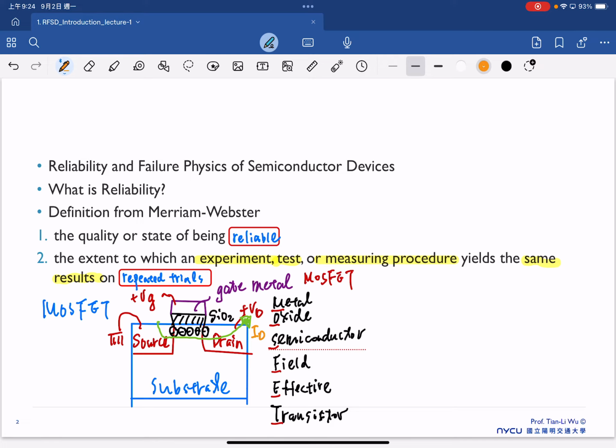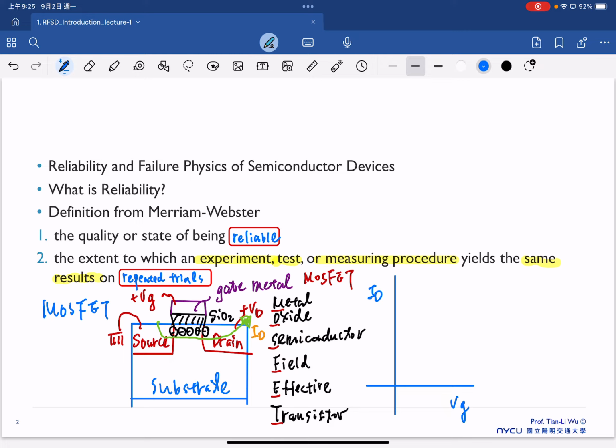Therefore, whether in the literature, papers or textbooks, the most important characteristic for the transistor is the drain current, what we call ID, versus the gate voltage. That's the most important electrical characteristic we look at. So that's an ID-VG graph.